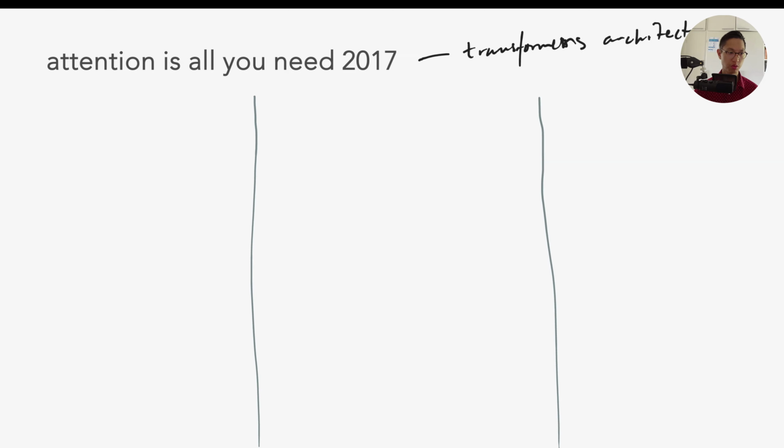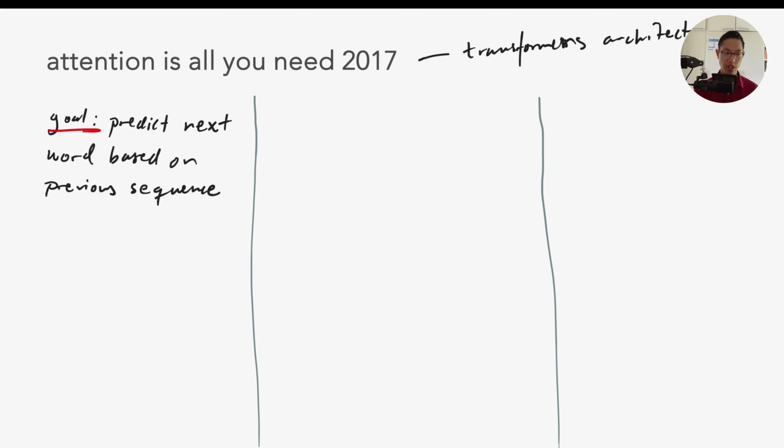In 2017, we have this paper, Attention is All You Need. This is the transformers architecture, and this is what all language models are based on as of today. The goal is to predict the next word based on the previous sequence. You have a sequence of words and you want to predict the next word. For example, in Swedish, hur är läget is how are you, and hur mår du. If there's hur är, then there's läget. Hur mår, then is du.